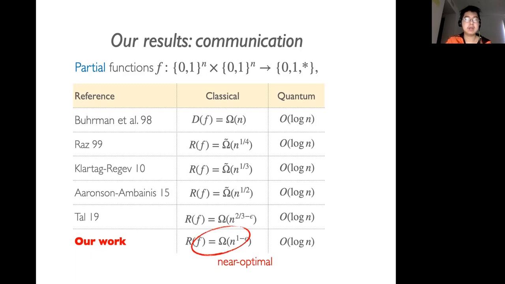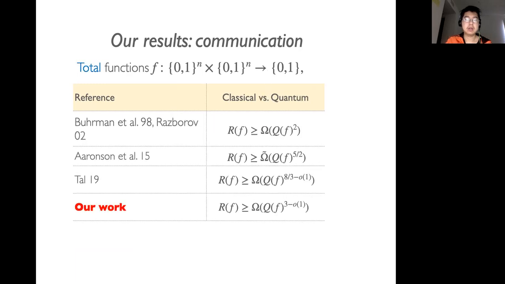This result follows by the lifting theorem, which transfers a hardness result in the query model to the communication model. Analogously, we give a cubic separation of randomized and quantum communication complexity for total functions, which again improves prior works by a polynomial factor.